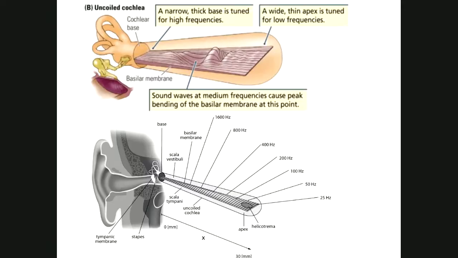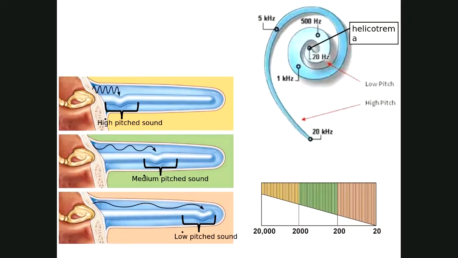Any questions? So once again, look, this is what it looks like. So here's our basilar membrane. Right here, it's narrow and stiff. Way down here, it's wide and floppy.